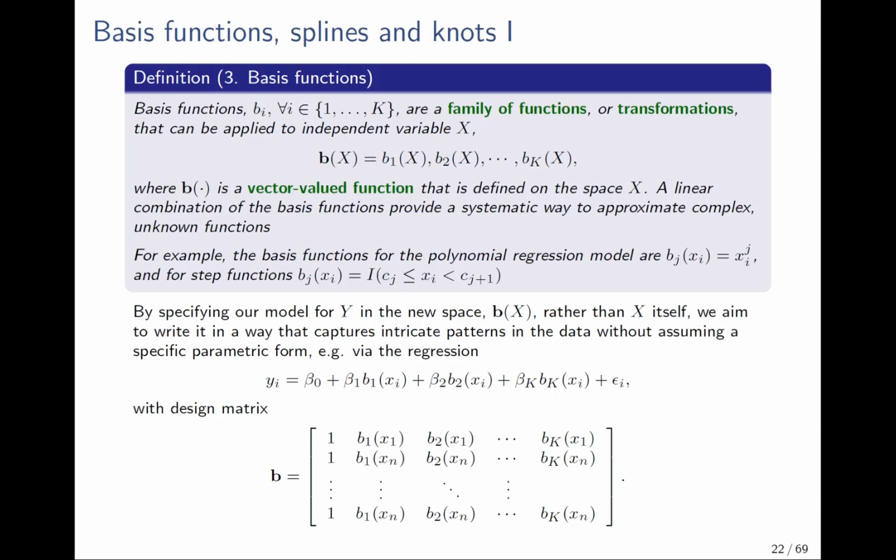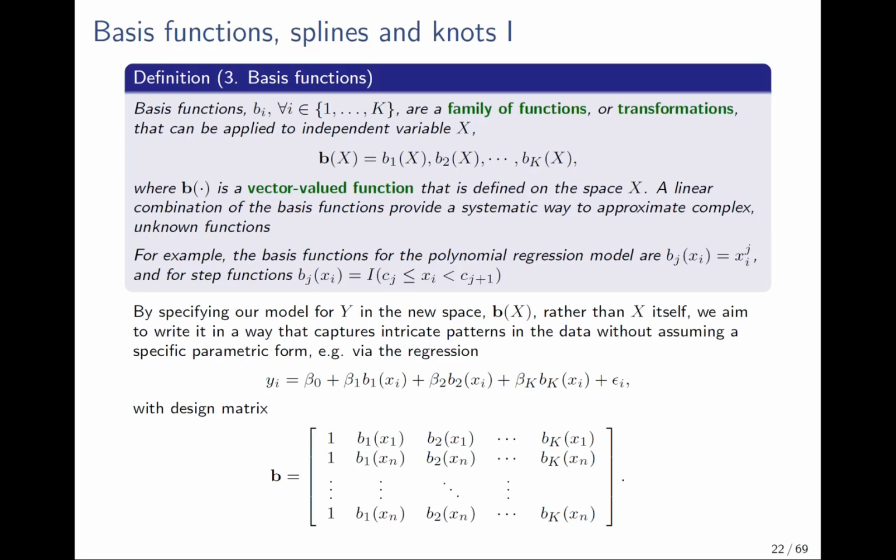To give two examples, for the polynomial regression model, the jth basis function is simply the jth power of x. And for step functions, the jth basis function is the indicator function that decides whether cj is less than or equal to x, less than or equal to cj+1. So that's how we'd write the basis functions for the models that we just looked at, the polynomial function and the step function.